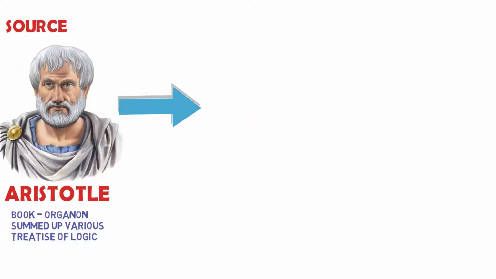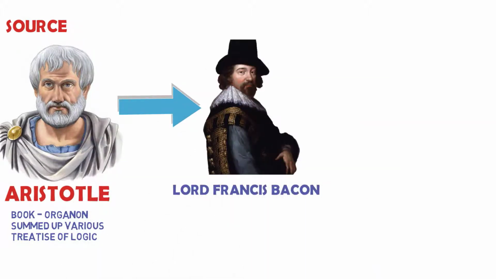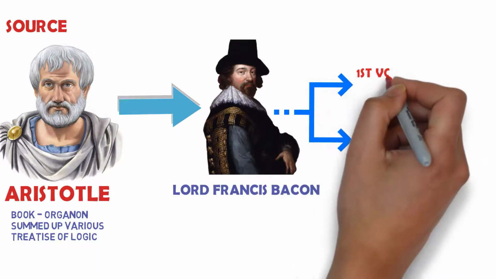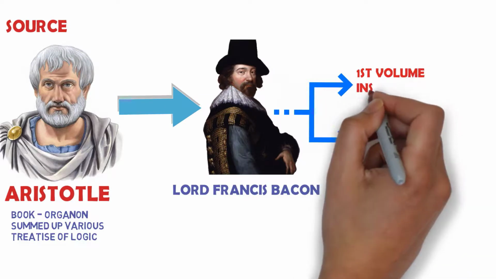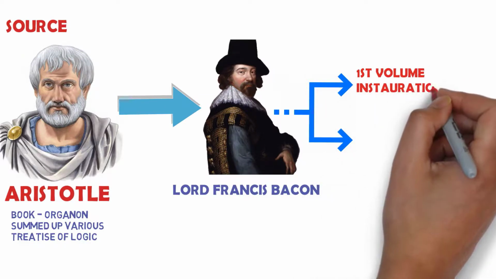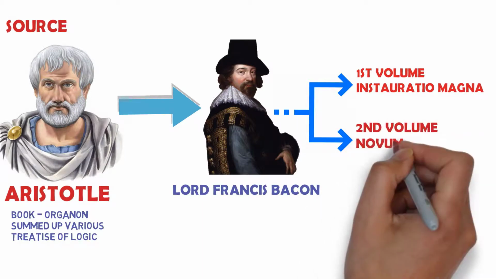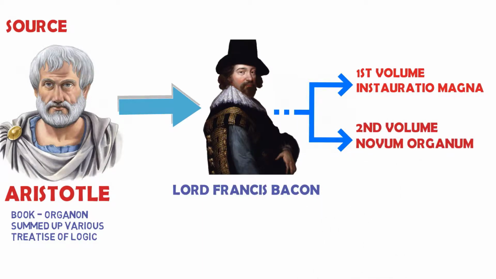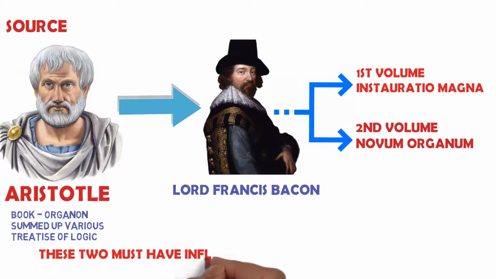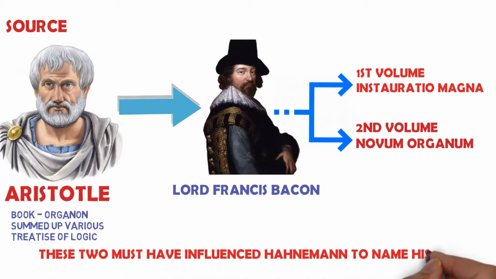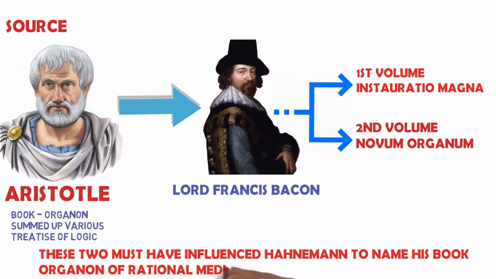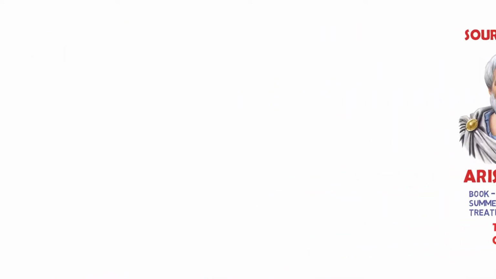Later, Lord Francis Bacon used this word. He wrote a book in Latin on logic. The first volume was called Instauratio Magna, while the second volume was called Novum Organum. These two must have influenced Hahnemann to name his book Organon of Rational Medical Science.